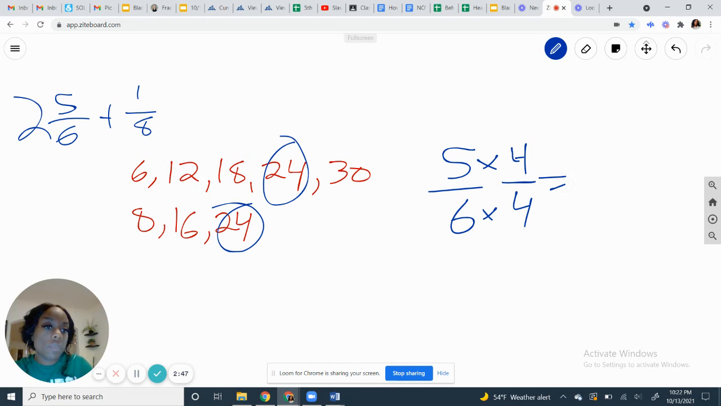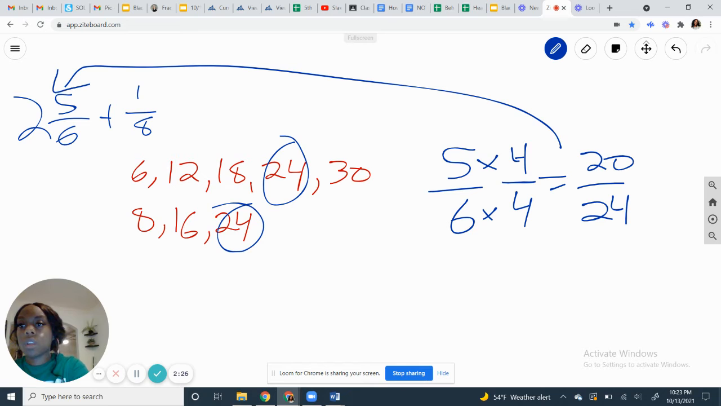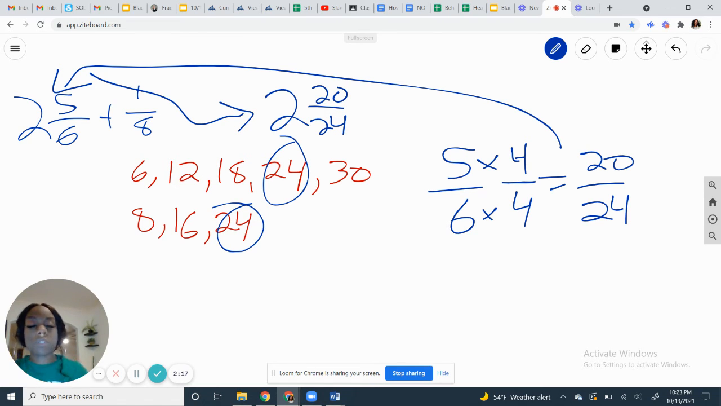24. Why are we caring about it being 24? Because that is the least common multiple. That's what our denominator has to be. So that's where we got our 4. And so now 5 times 4 is 20. So this new fraction over here is now going to be 2 and 20/24. That's our new guy.